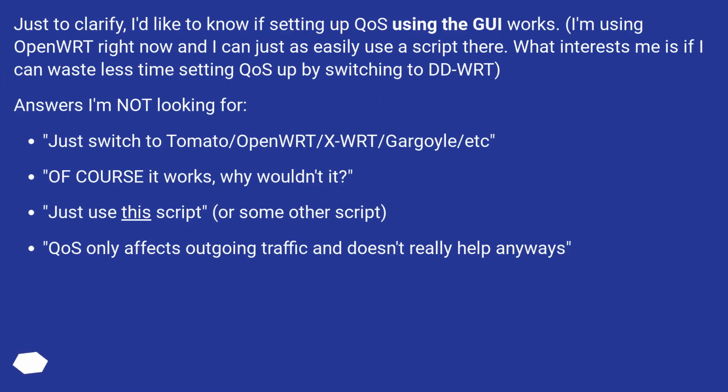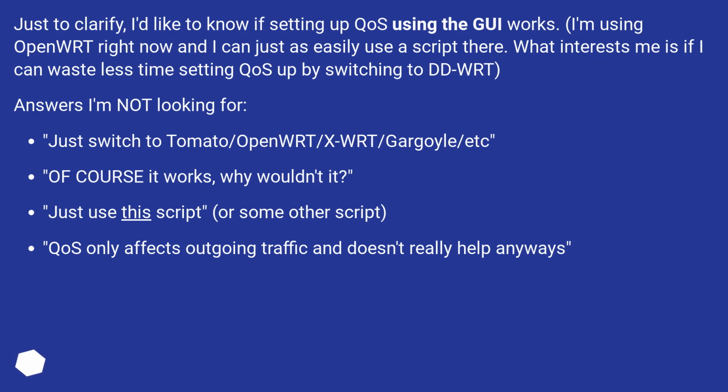Just to clarify, I'd like to know if setting up QoS using the GUI works. I'm using OpenWrt right now and I can just as easily use a script there. What interests me is if I can waste less time setting QoS up by switching to DD-WRT.